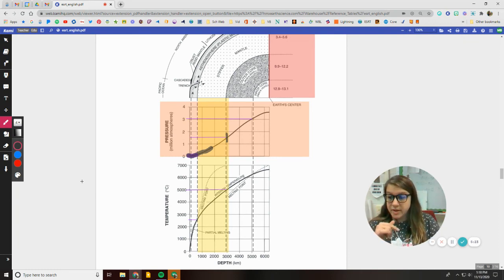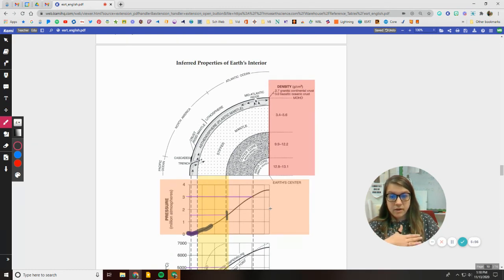The last thing that you pay attention to is the depth. Say I wanted to know how deep the beginning of the outer core is. I'll follow my dotted black line down, and it's just a little bit over 5,000 kilometers, so maybe 5,100 or 5,050 kilometers deep. If I look, the bottom of the asthenosphere is at about 700 kilometers deep. So that's how you would read those.